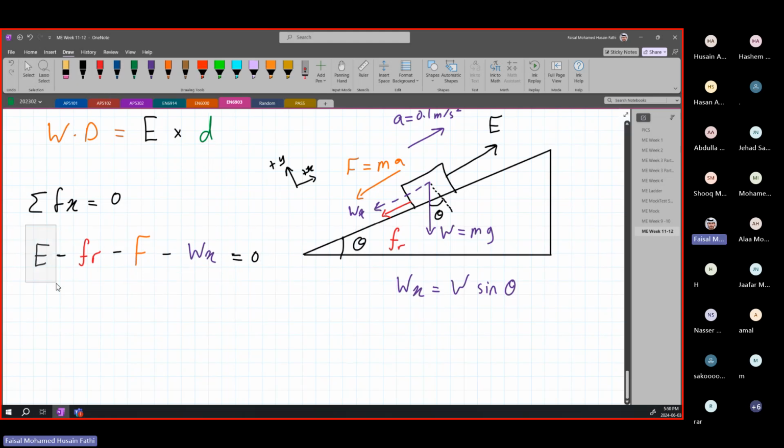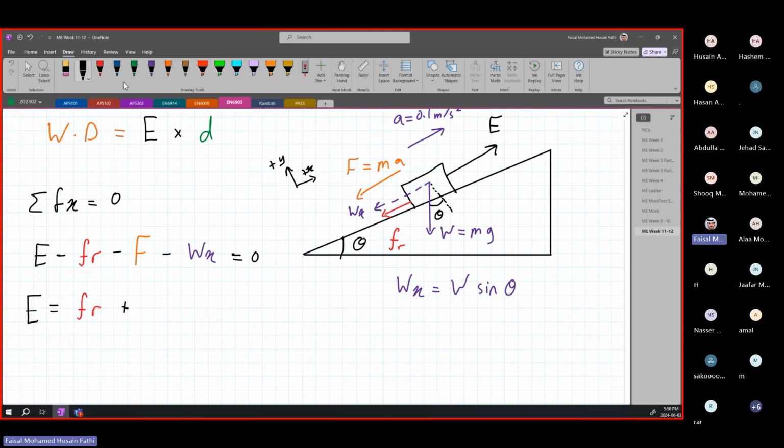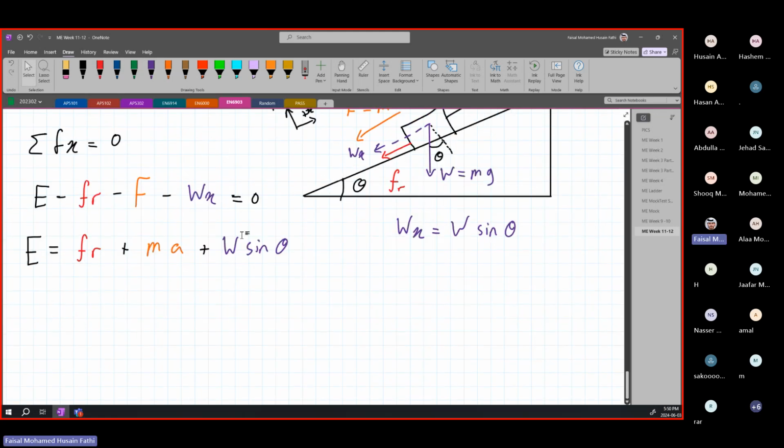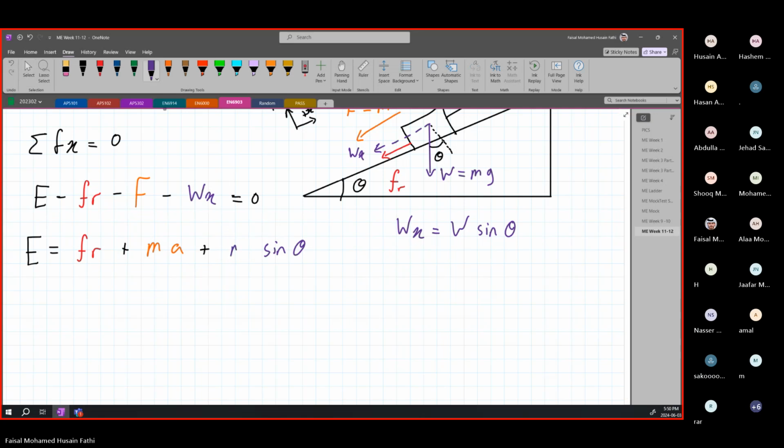So the idea here is you're trying to find your E, right? We subtract Fr, F, and Wx from all of it because they're in the opposite direction. Now we can just plug in the values, but first let's rearrange a bit. Let's take everything to the other side. So E is equal to our friction plus our force, which is MA, plus our Wx, which is W sine theta, all right? Or even more simply, mg sine theta.